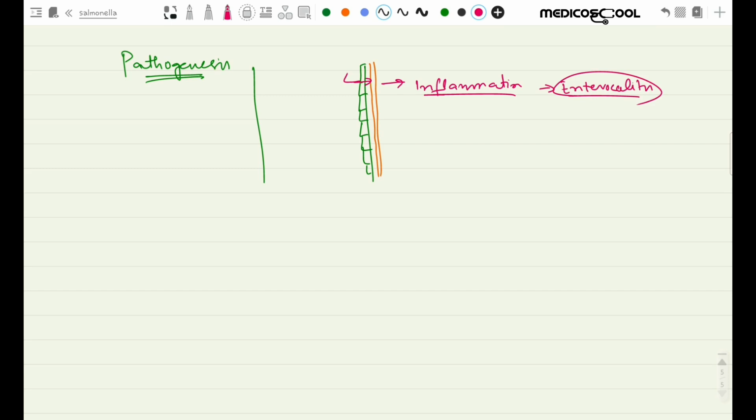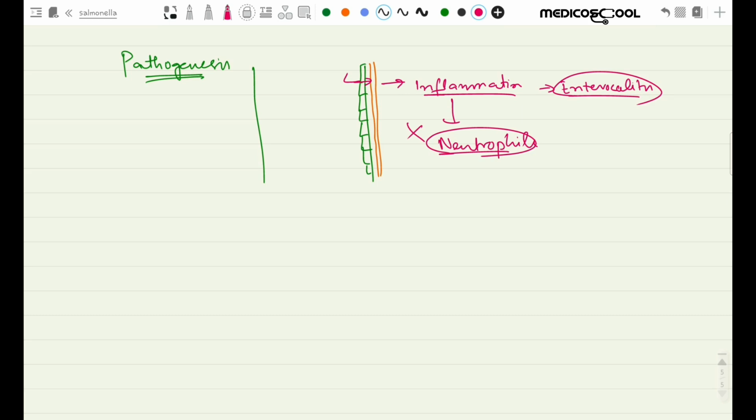But the good point is that this invasion is mainly limited by the neutrophils. They limit this invasion and inflammation, and thus they prevent the enterocolitis. So there are many defenses against such species, and they protect us from the enterocolitis caused by these two species.